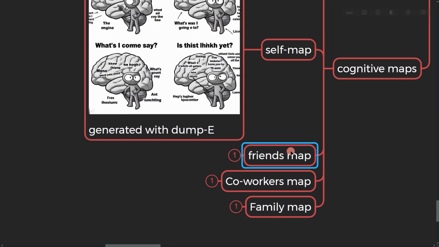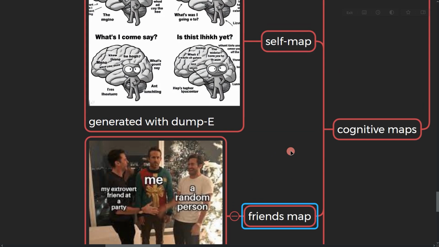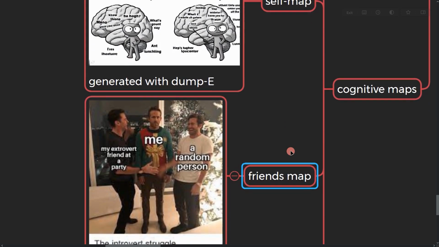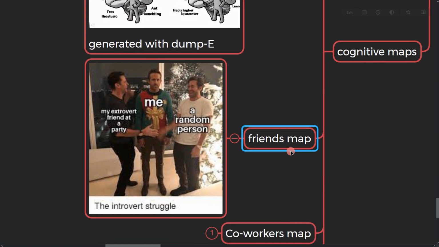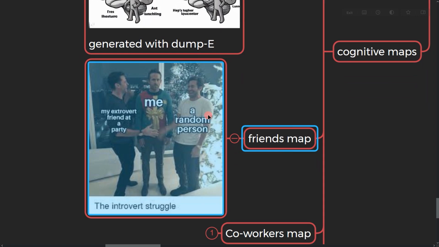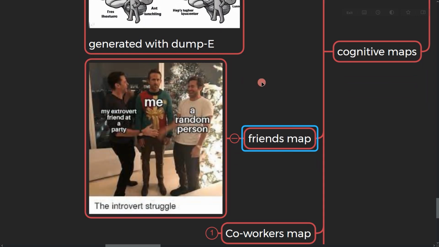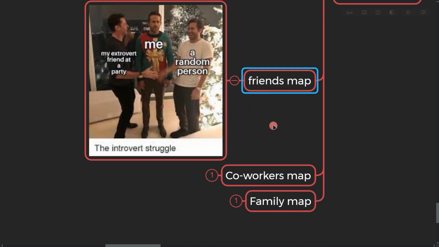So we have something called the friends map. There are different neural pathways that are activated when you're thinking about your friend or relating information to your friends. It's like being an introvert at a party with your extrovert friend. Your extrovert friend is having fun and a random person is right next to you. So I thought it was really fun.